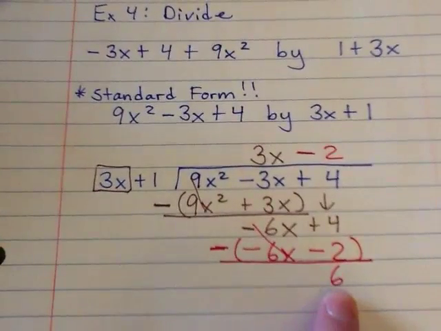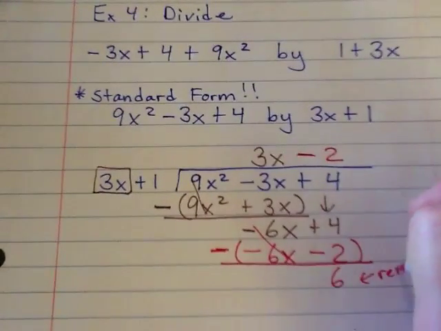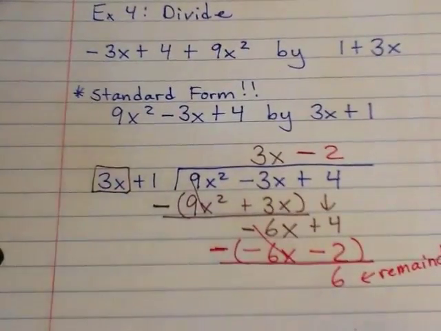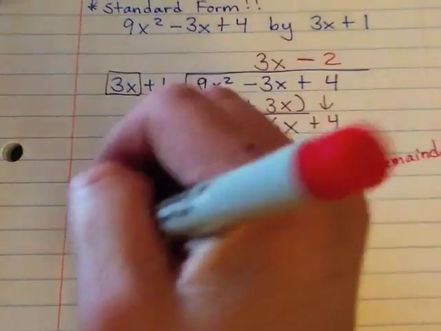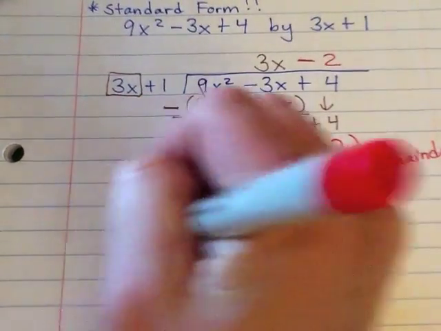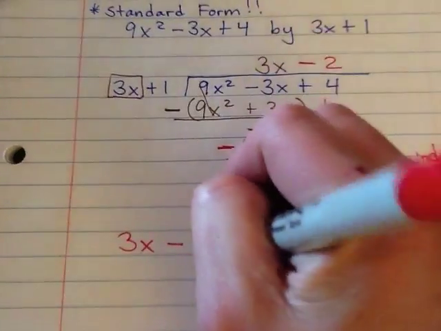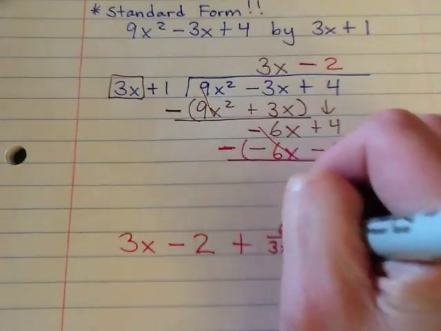3x doesn't go into 6. This is my remainder. And you're just going to write your remainder as a fraction over 3x plus 1. So your final answer here is 3x subtracting 2. It's a positive, so plus 6 over 3x plus 1.